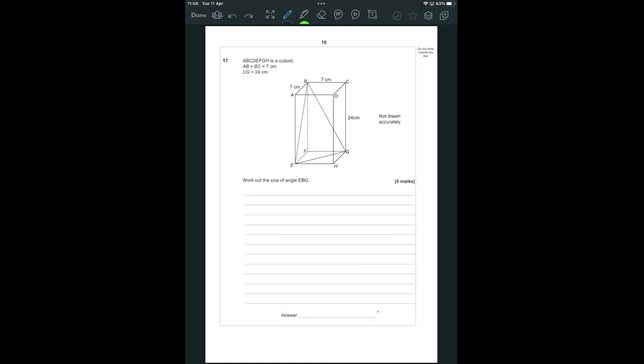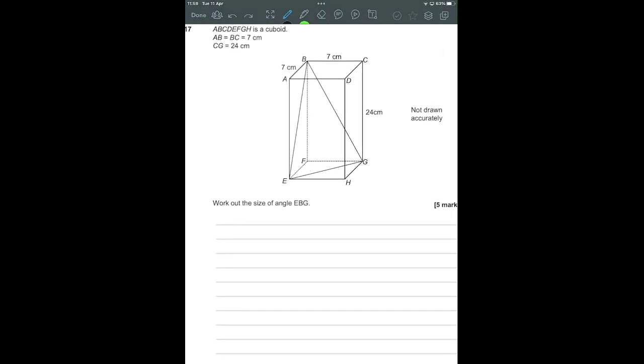17. 3D trick. We have a cuboid, AB and BC are 7, and we've got a height of 24. Work out the angle EBG. And in order to work that out, it appears I need to know a lot of other angles. And the concerning thing is EBG is not right-angled. But BEG, it is isosceles, however. So BE is the same as BG. It should be fairly clear by the symmetry, the fact that it is a square-based cuboid. And EG is our odd one out.